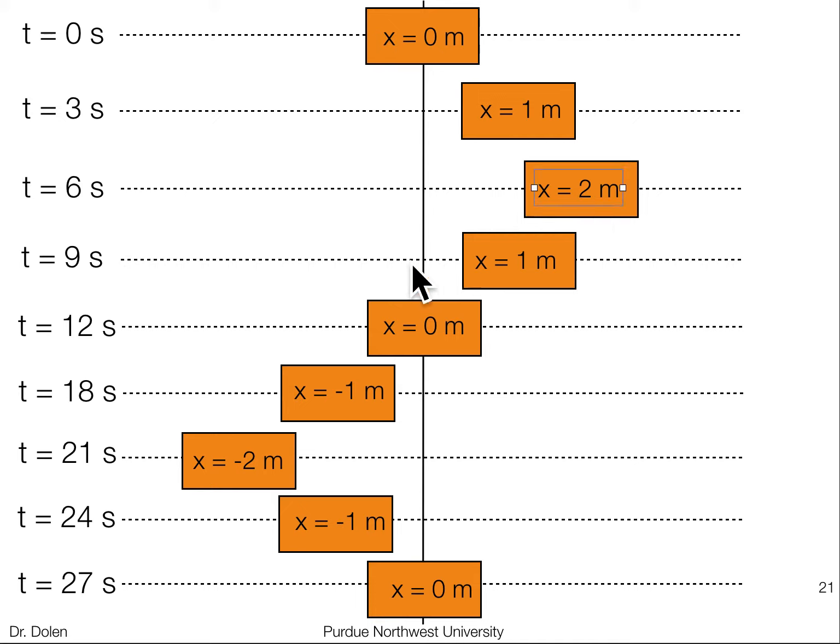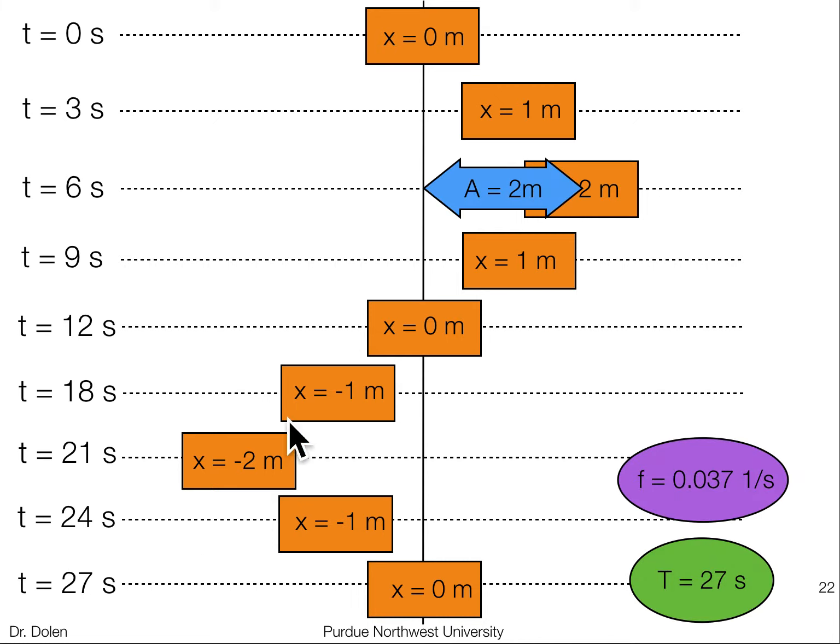3 seconds later, now at time equals 9 seconds, the oscillator is back to x equals 1 meter. At time equals 12 seconds, we're back to the equilibrium point. At time equals 18 seconds, we're at minus 1 meters, etc. Right? And so 27 seconds later, we get back to our original starting location. Okay, we've gone through one complete cycle. So if we look more closely at this, we can figure out the amplitude, the frequency, and the period.